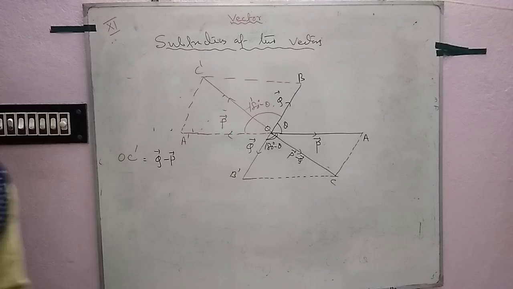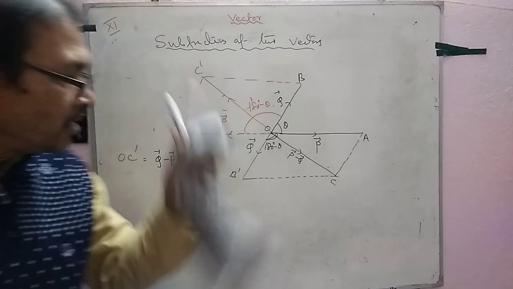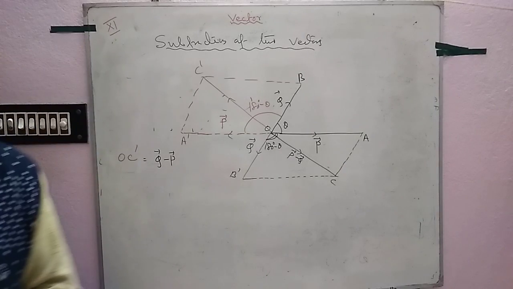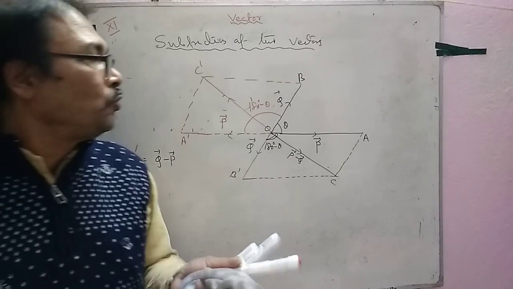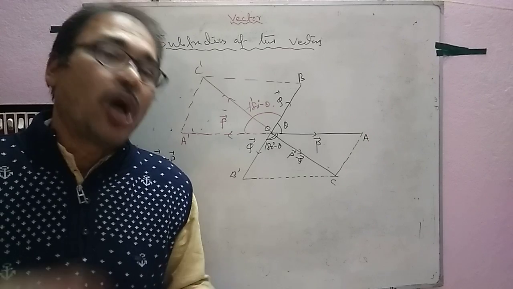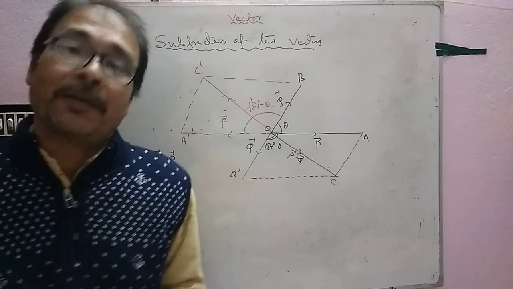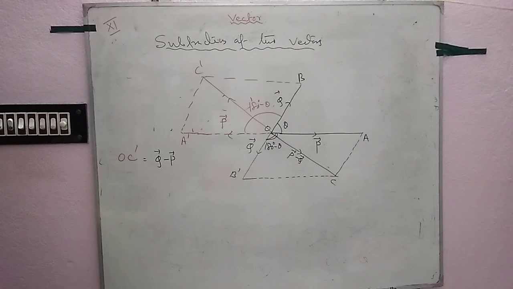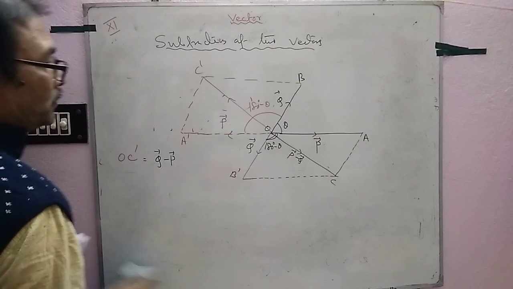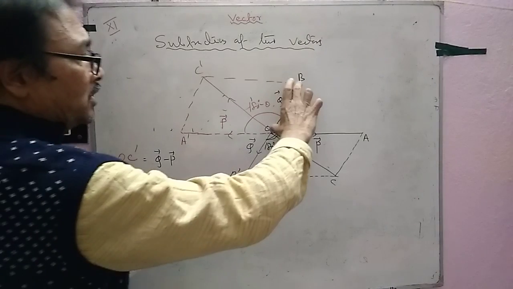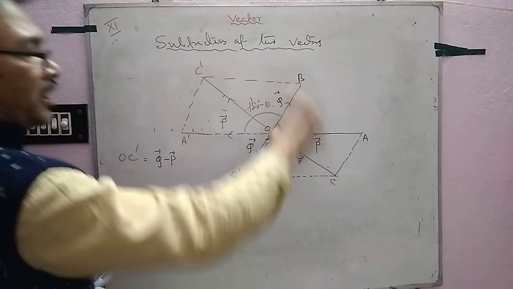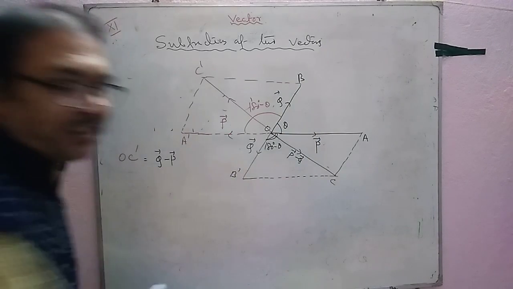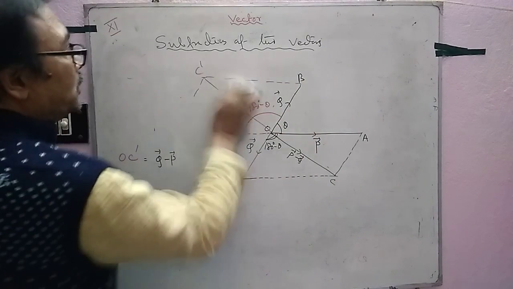So in case of subtraction, যে ভেক্টরকে সাবট্রাক্ট করতে হবে তার ইকুয়াল এন্ড অপোজিট ভেক্টর আমাদেরকে ড্র করতে হবে. In case of subtraction we have to draw equal and opposite of that vector which we want to subtract from the other vector. Okay, this is the subtraction. Clear? আবার বলি, যে ভেক্টরটাকে আমি সাবট্রাক্ট করব তার ইকুয়াল এন্ড অপোজিট ভেক্টর নিয়ে তাদের মধ্যে রেজাল্ট্যান্ট আমরা বার করেছি.